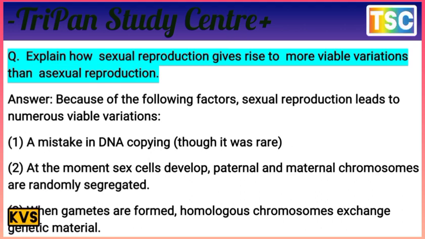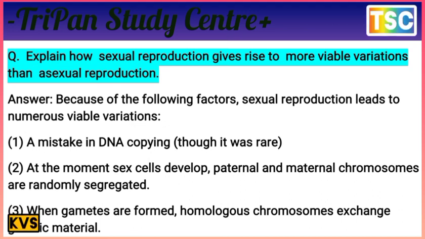First of all, mistakes in DNA copying are rare. At the moment sex cells develop, paternal and maternal chromosomes are randomly segregated. When the gametes are formed, homologous chromosomes exchange genetic material.